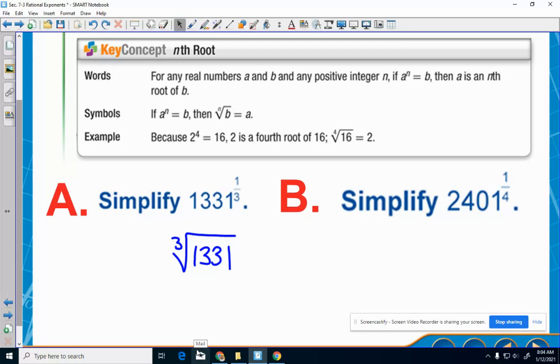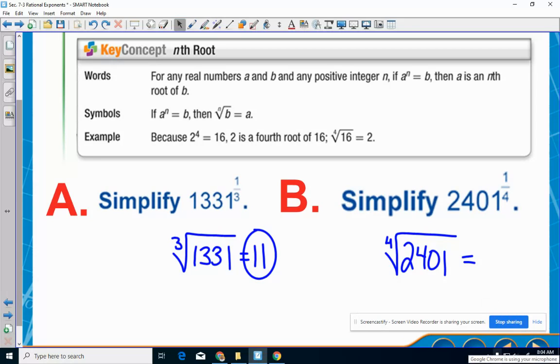And to find that result, this would be equal to 11. Essentially saying 11 times 11 times 11 would get you to 1,331. In this second one over here, it is not a cubed root. It is what's known as a 4th root, because the denominator of the rational exponent is a 4. And that would be the 4th root of 2,401. Or what number taken to the 4th power would be equal to 2401? And that number is 7.